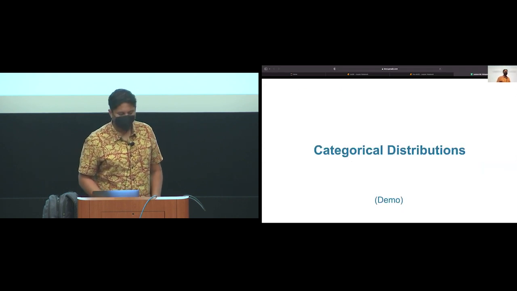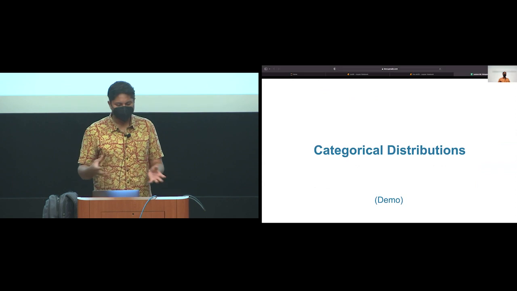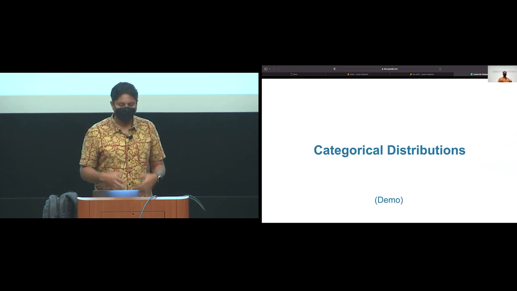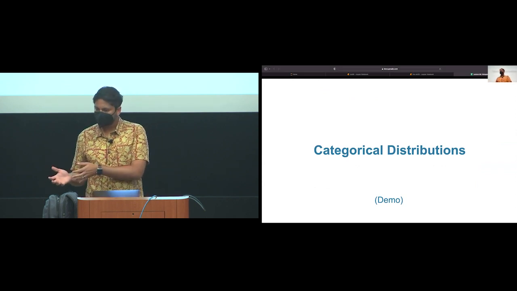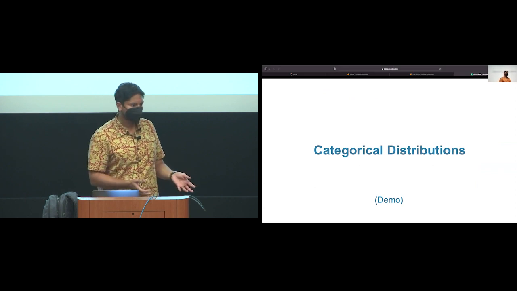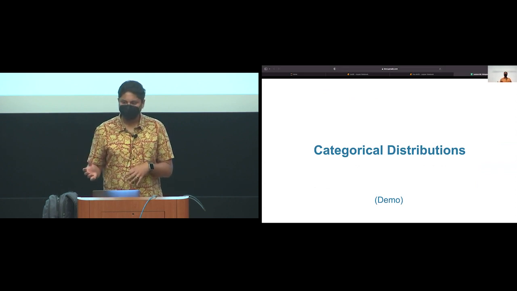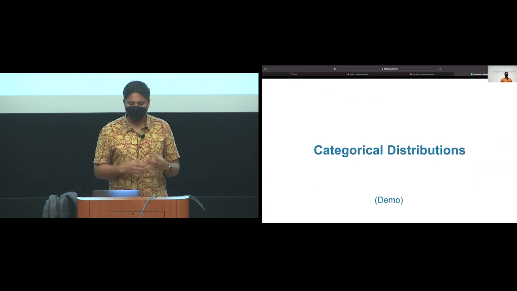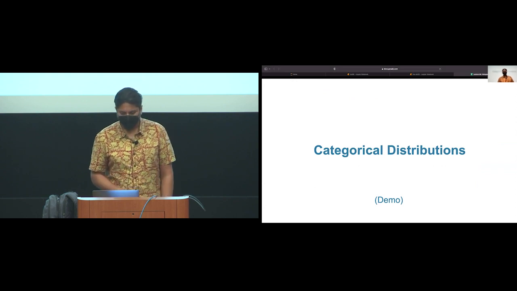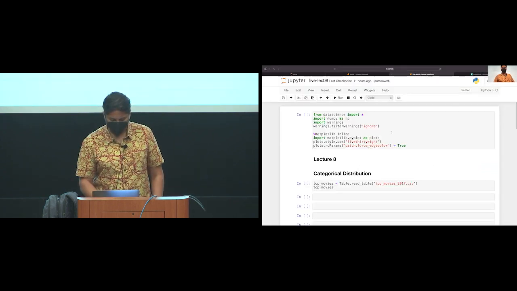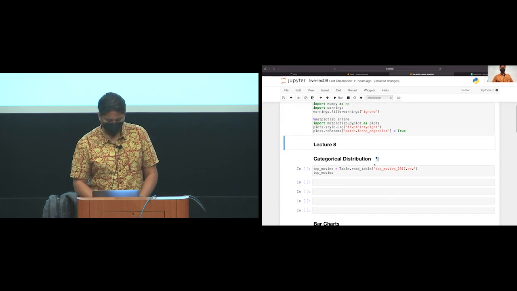All right. So there are actually going to be two kinds of distributions that we're going to talk about today. One is distributions of categorical attributes. The other is distributions of numerical attributes. We'll start with categorical attributes because they're a little bit more straightforward. Numerical ones require a little bit of extra care. But let's take a look at categorical to start with.